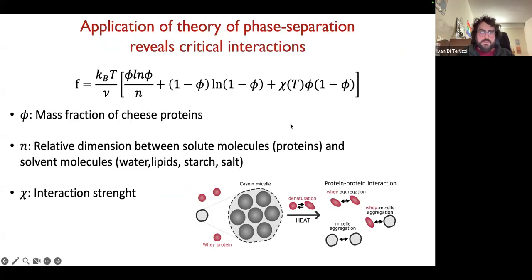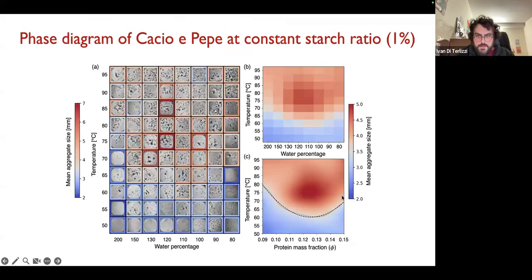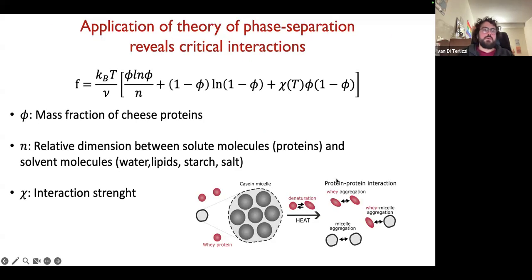Actually, if you go back to the free energy that I described before, this free energy can give you an analytical formula for this curve here, and it's a transition curve. Now, here, I already told you a little bit what these phi's are. In this case, it's the mass fraction of the cheese proteins, because the proteins are what are driving the phase separation. This n is a fitting parameter.